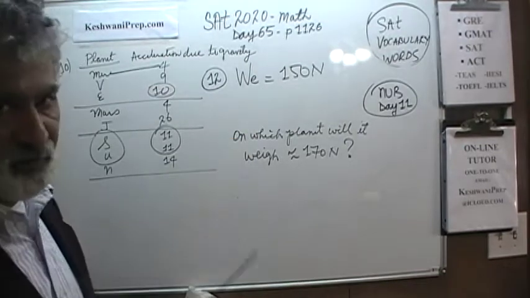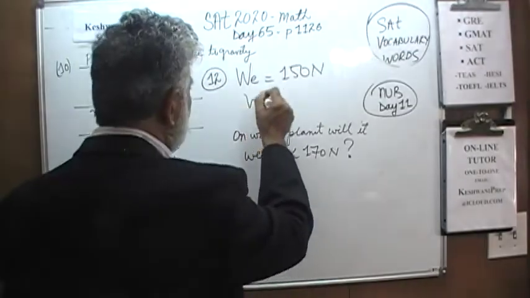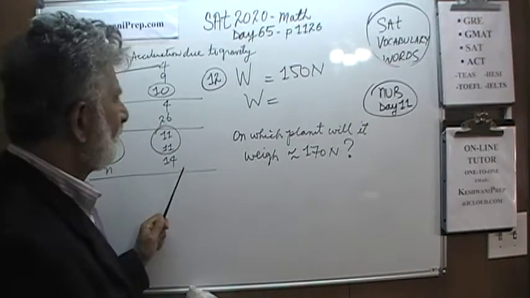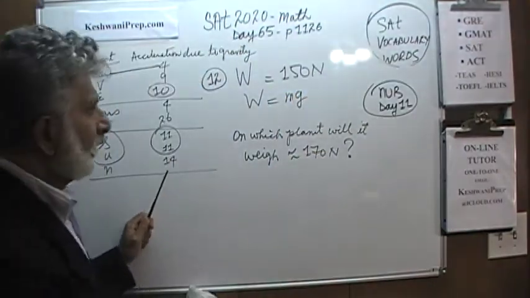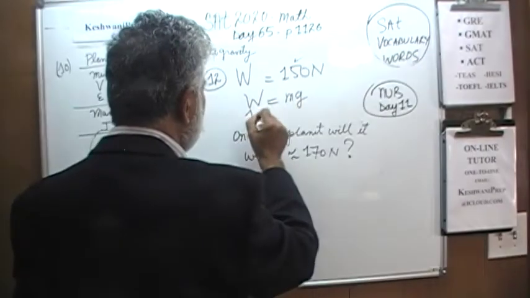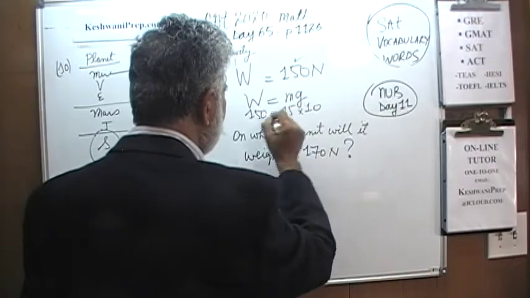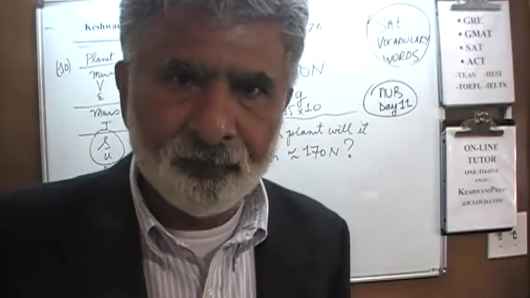First, we have to figure out the mass of this object because we need to use it here. Mass is very simple. The weight, I'm going to erase this subscript, it's annoying, is simply mass times the gravitational pull. Well, the weight is 150. Gravitational pull is 10. The mass has to be 50. Whatever the object is, must weigh 50 kilograms.